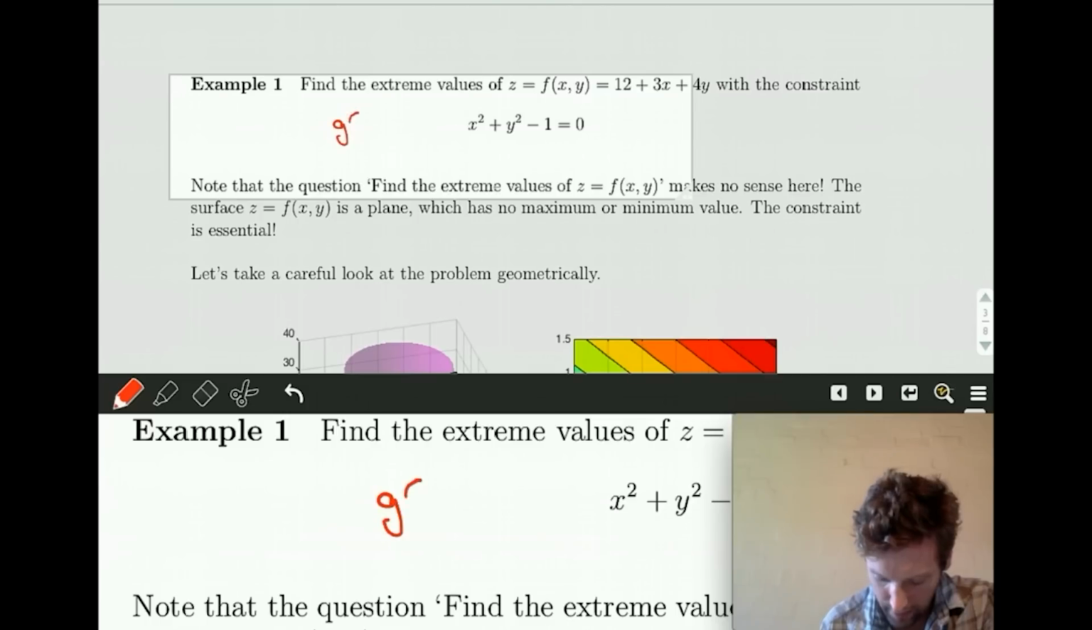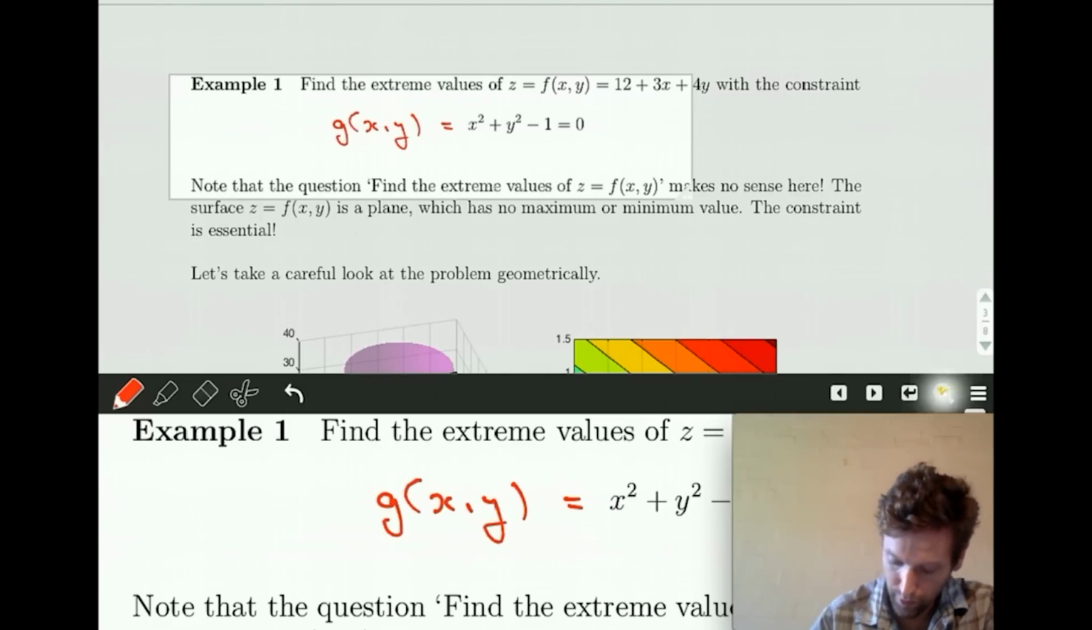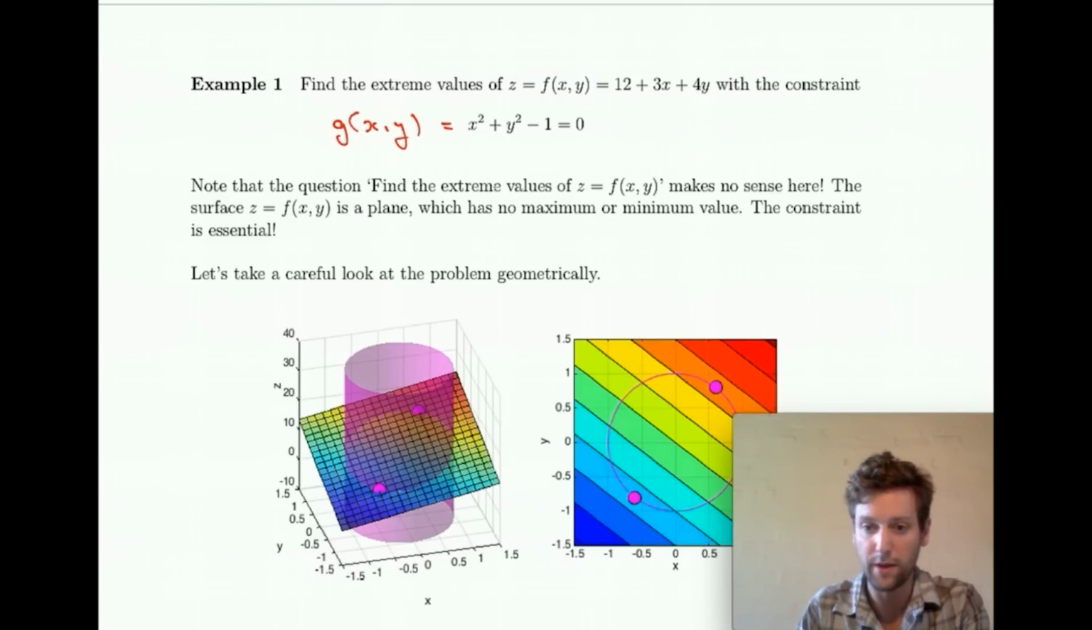g of x and y equals x squared plus y squared minus 1 equals 0. Now that can always be done, right? We can always take some expression involving x and y and rearrange it so that I get 0 on one side. And that's going to give me my g of x and y.